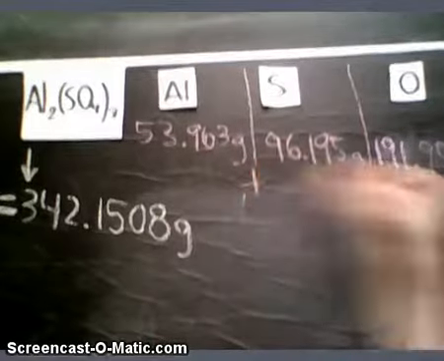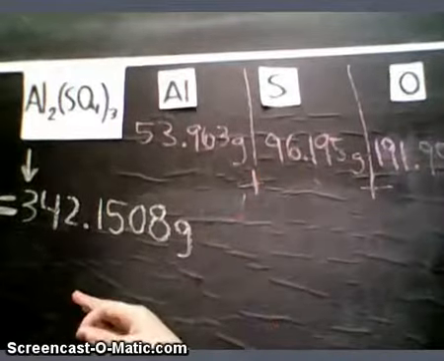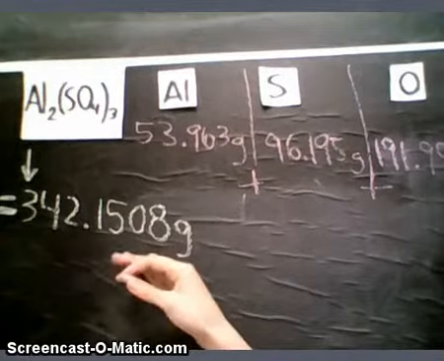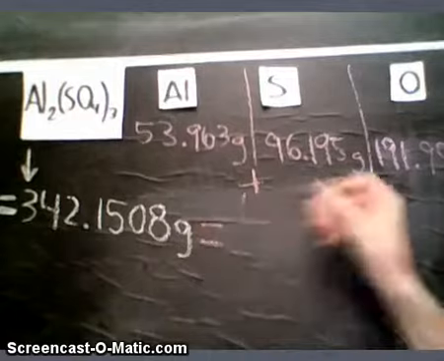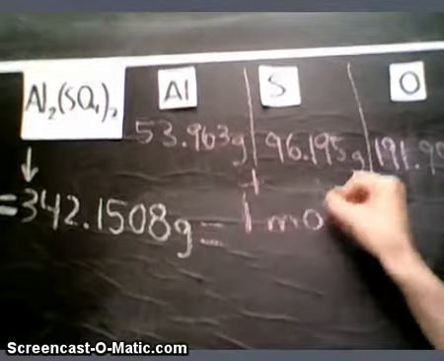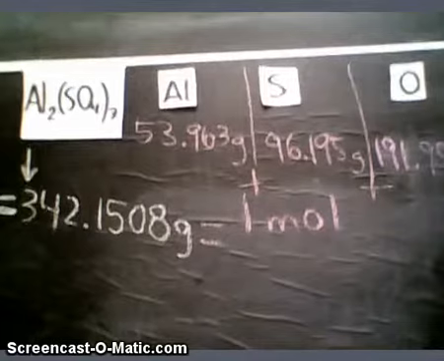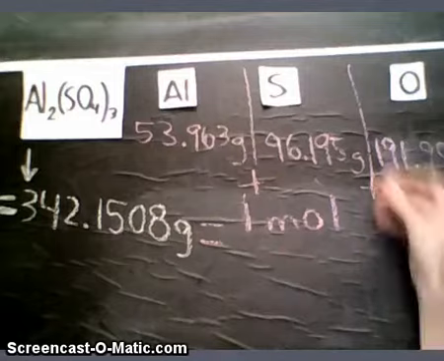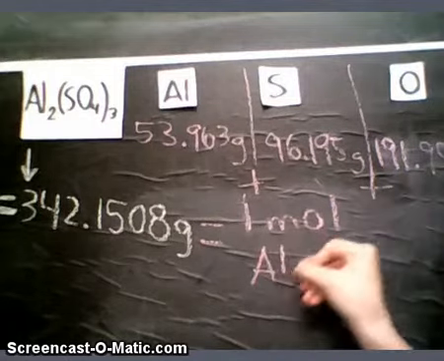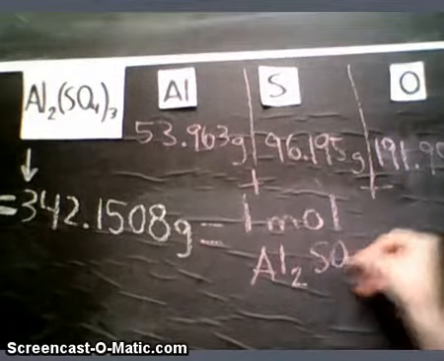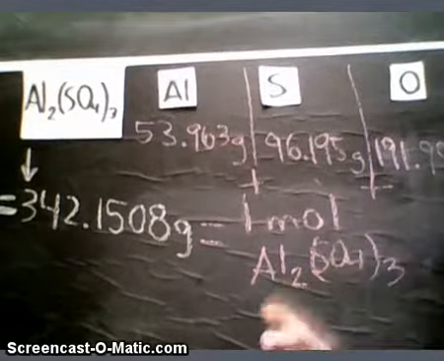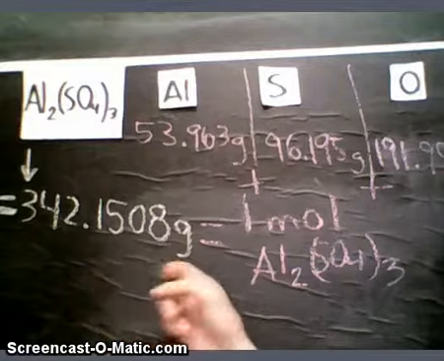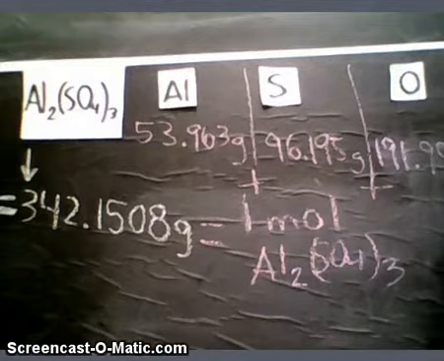So plus, I add this up, and my total mass for aluminum sulfate will be 342.1508 grams. This will be equal to 1 mole of aluminum sulfate. So there is my molar mass. Now I can write it like this: 1 mole of aluminum sulfate. So I'm going to state here what I'm talking about. Al2(SO4)3. 1 mole of aluminum sulfate has a mass of 342.1508 grams. So this will be the molar mass for aluminum sulfate.